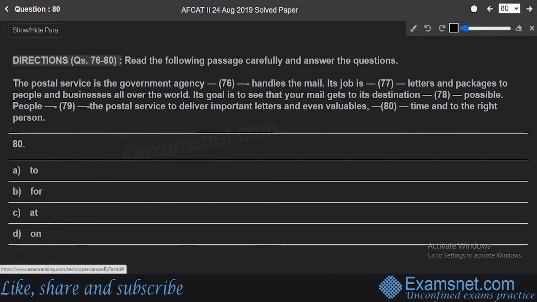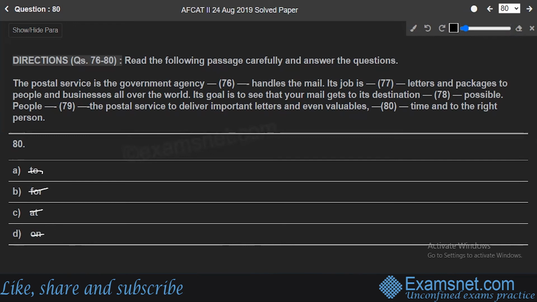Next, let's move. Hope this is clear. Question number 80. So this is the last blank in this particular phrase. Dash time and to the right person. Letters and even valuables, dash time and to the right person. So let's read the options. To time and to the right person, for time and to the right person, at time and to the right person, on time and to the right person.